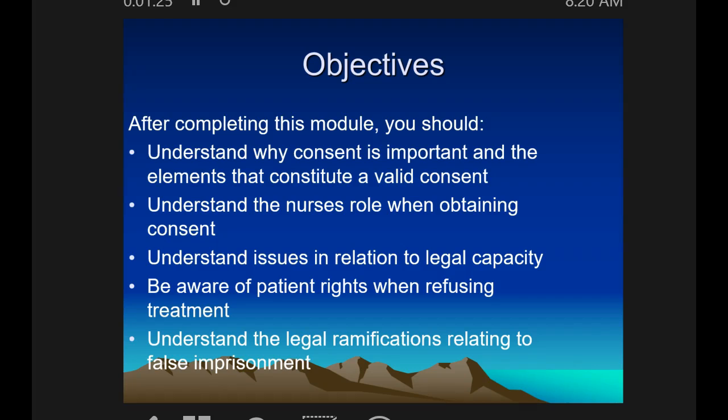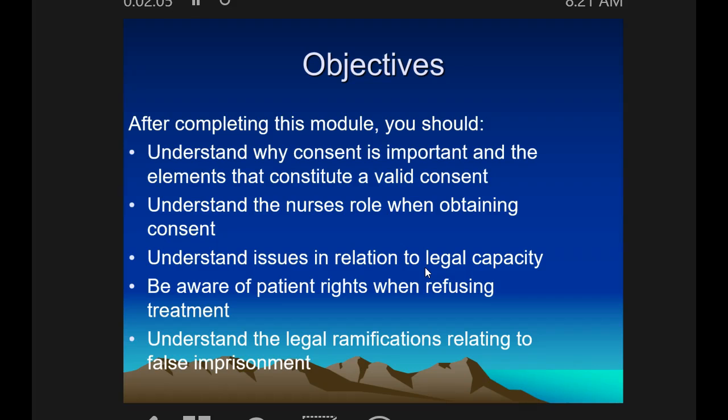So after completing this module, the objectives or learning outcomes that you should gain or understand include understanding why consent is important and the elements that constitute a valid consent. So you'll note that there are three elements that must be considered or in place to ensure that a consent that we gain from a patient is actually valid. Important that you understand the nurse's role when obtaining consent, and when we talk about perhaps particularly signing witness forms, who's responsible and so on.